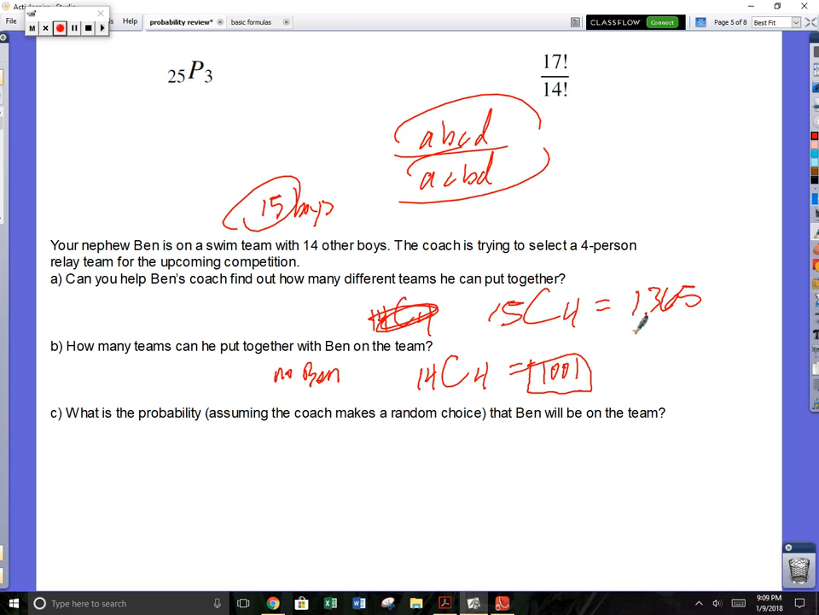So if I do 1365 minus 1001, there are 364 teams that include Ben. So what's the chance that the coach draws a number out of a hat and it has Ben's team, a combination with Ben on it? That is 364 teams out of the 1,365 teams.